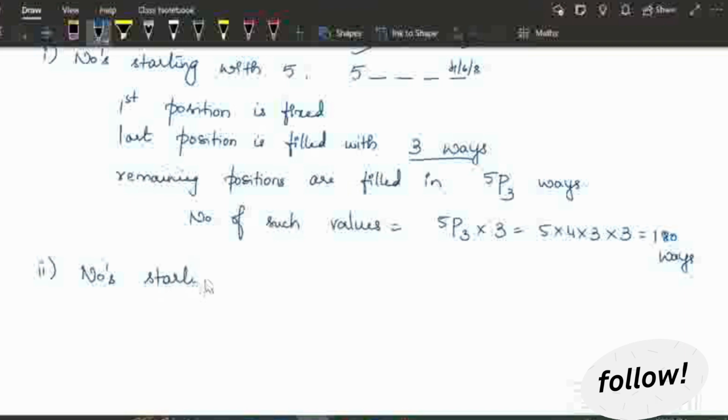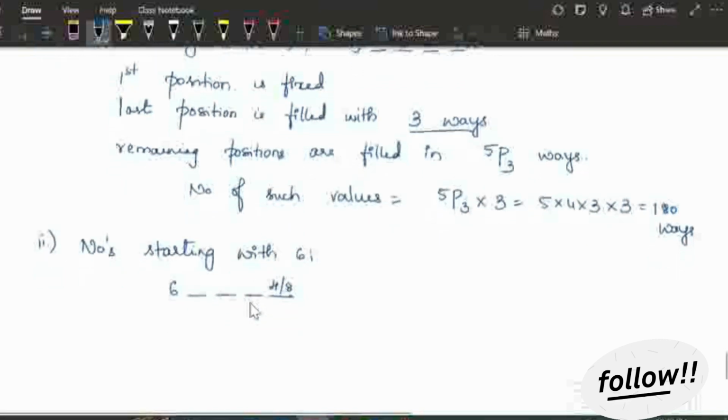Now if a number is starting with 6, then how many options do we have for the last position? The number is already starting with 6. We have 4 more positions. And since this has to be an even number, for the last position, you must have an even number and the digits are not repeated. In 4, 6, 8, 6 is already present here. So the last position can be filled with 4 or with 8. So we have two available options only.